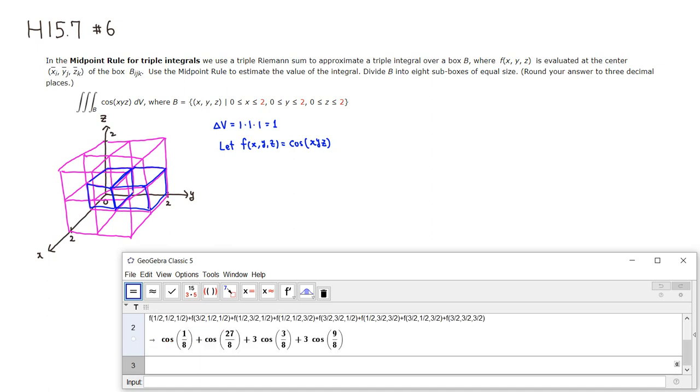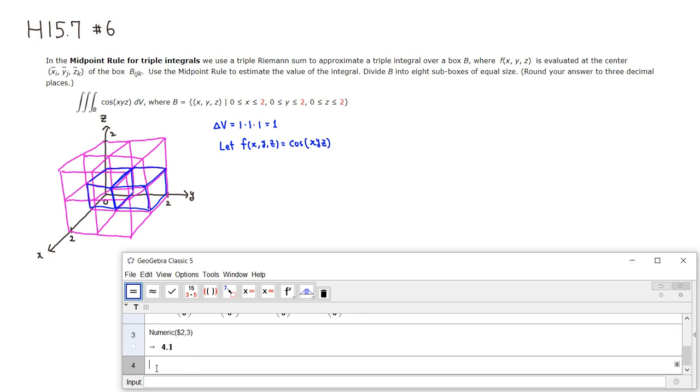Then we hit enter, and we got that. Actually, we want the numerical value, so I use Numeric with the sum and round to 3 decimal places. I'll put 3 first and see what I get. I have to go a little bit lower, actually to 4. So I got 4.104, and I'm supposed to multiply by delta V, but delta V is 1, so it's exactly the same number.